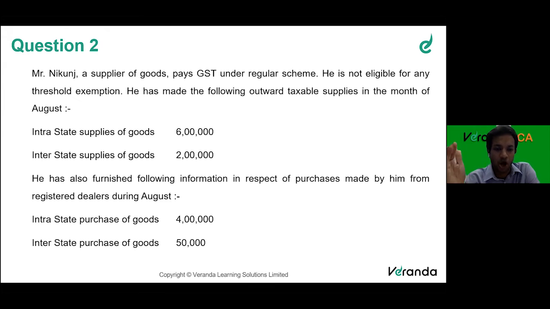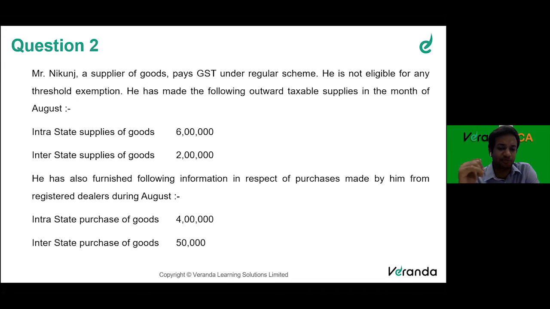Simple. On 2 lakhs, which is interstate supply, right? The next is interstate supply, 2 lakh rupees. Interstate means I will have to pay IGST. So on 2 lakh rupees, I will calculate 18% IGST. Simple. So that is output liability.